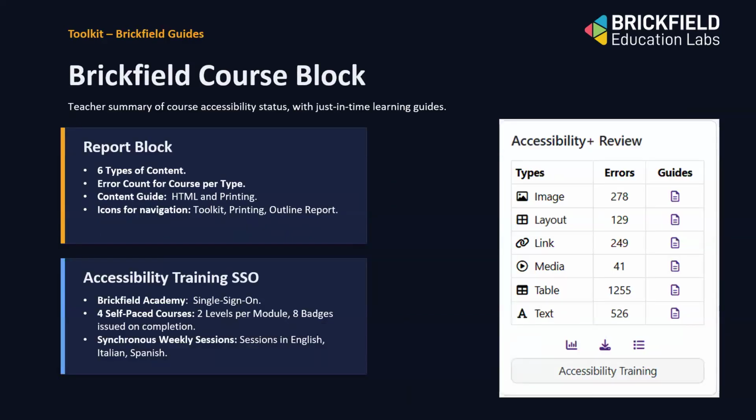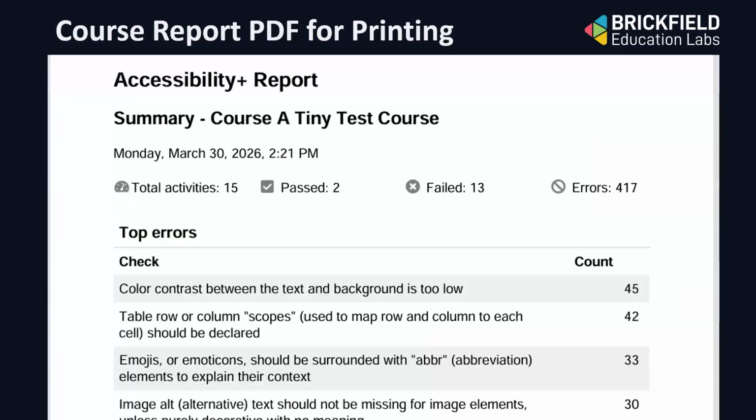The Brickfield course block gives educators a quick view of their course's accessibility status, error counts by content type, navigation icons for the toolkit, and links to the outline report. Single sign-on into Brickfield Academy means educators can move from their Moodle course directly into their training without a separate login. 4 self-paced courses and synchronous sessions are available in Italian, English, and Spanish.